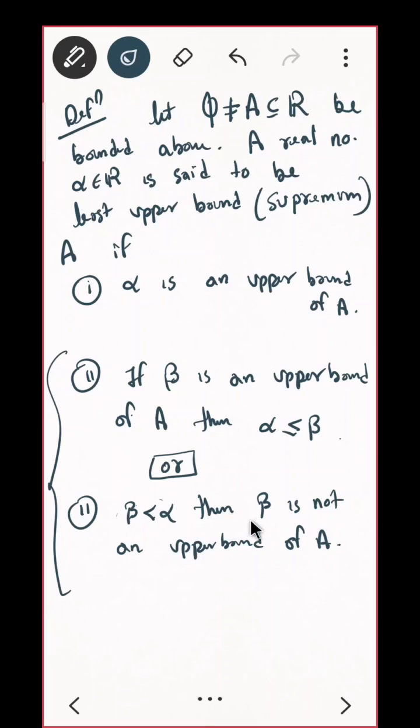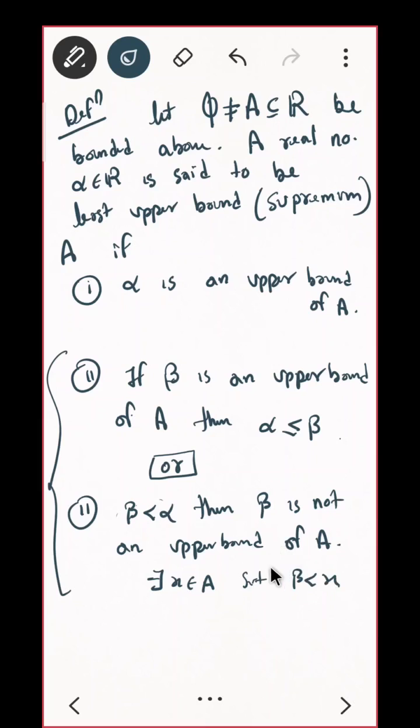Yeah, nice. Now, can you tell me what do you mean by beta is not an upper bound? How can you say beta is not an upper bound? What do you mean by beta is not an upper bound? That means there should exist an element, say x belongs to A, such that beta is less than x. Do you agree?